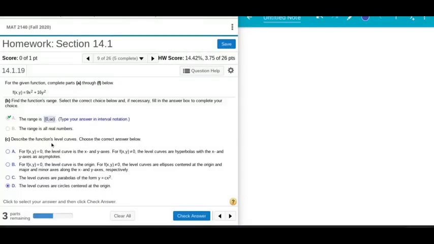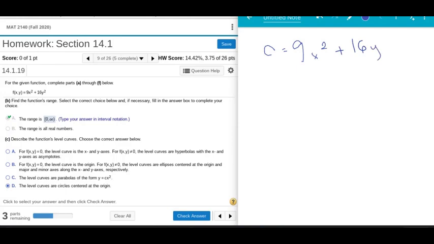So for this next part, for the function's level curves, remember what we talked about. It's when your curve is only staying at a specific elevation on that surface. And so you can set your function equal to specific constant values. So in our case, I'll just say C equals 9x squared plus 16y squared.